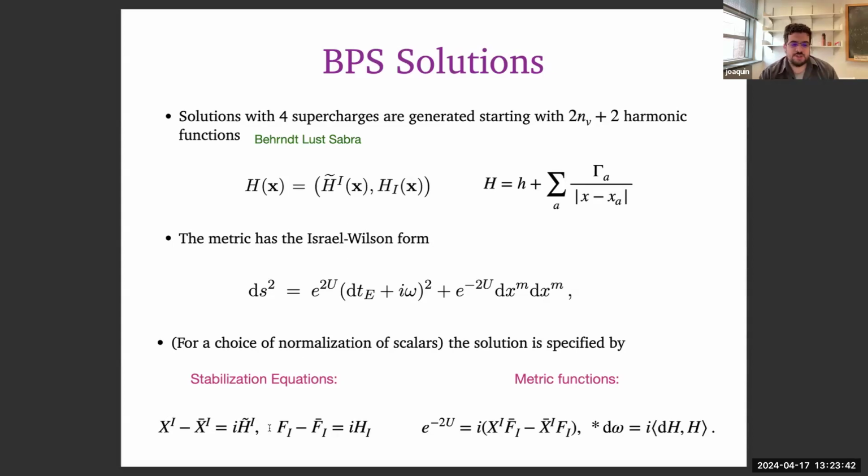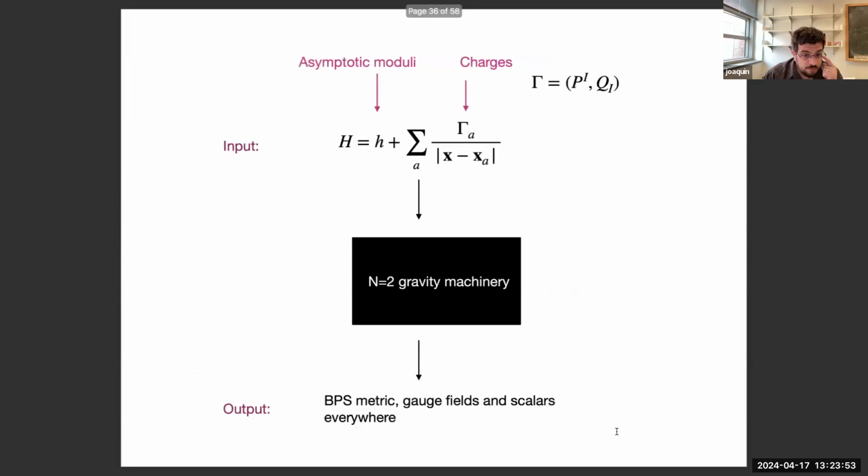Well, there are some equations called the stabilization equations that give you the scalars in terms of the harmonic functions h by solving these two relations. And they also give you this emblackening factor and this vector omega that appears in the metric.